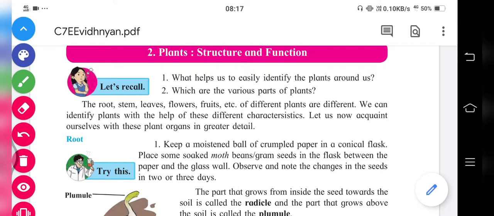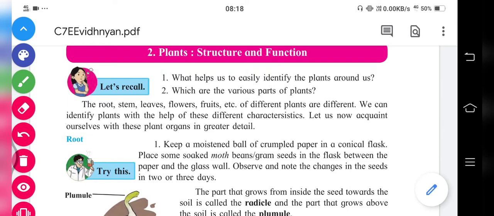So what is structure? Our body structure is different: legs, hands, ears, nose. Our body structure is like this. In a similar way, a plant has structure and function too. Different parts of a plant perform different functions. In this chapter, we will study the structure and function of a plant.